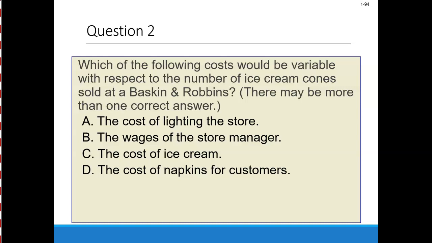Guys, which of the following costs would be variable with respect to the number of ice cream cones sold at a Baskin Robbins? The cost of lighting the store, the wages of the store manager, or the cost of ice cream and the cost of napkins? You see, in terms of ice cream cones, the more ice cream cones you have, the more cost you're going to have, the more napkins you're going to have, right? If the driver's the number of ice cream cones.